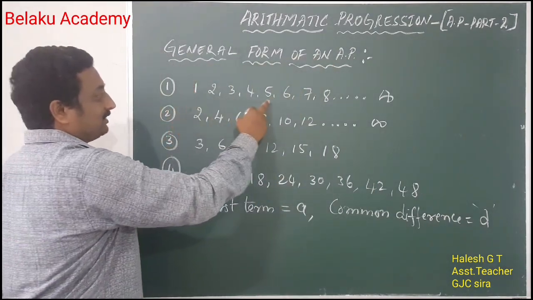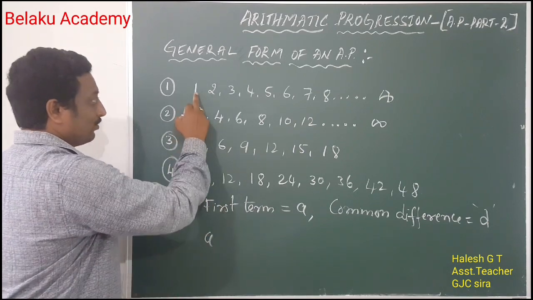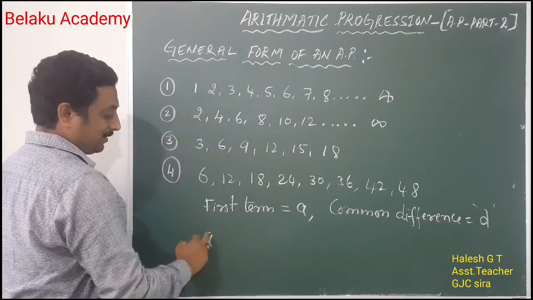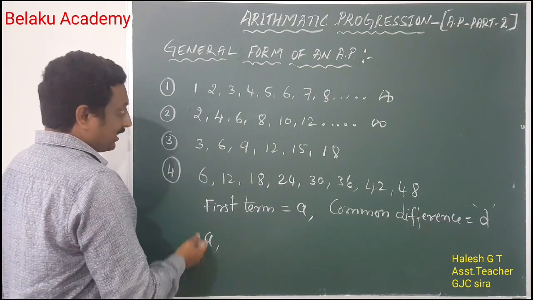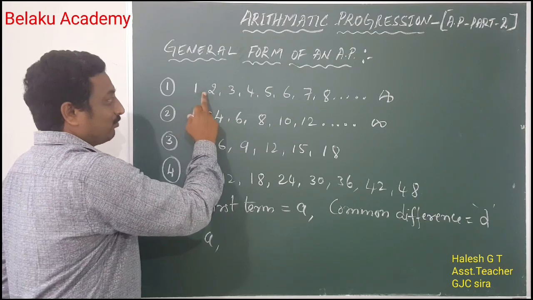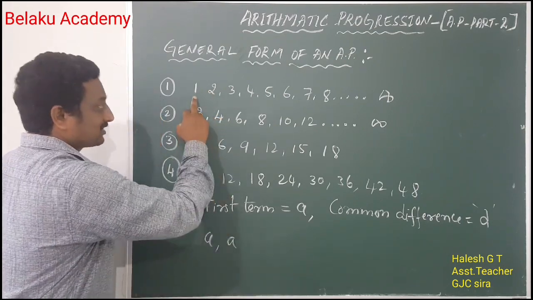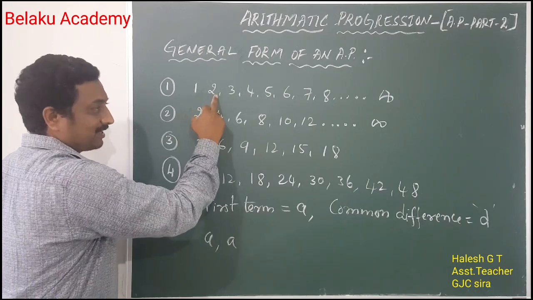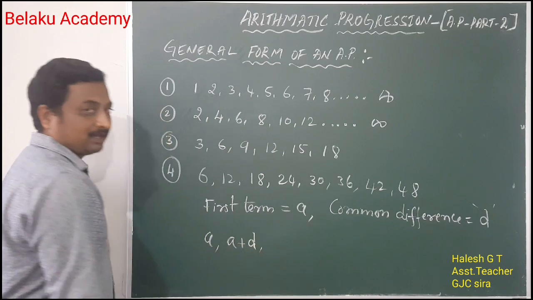The first term of this series I can write as A. Here the first term is A, and now I am going to get the second term. To this A, I am going to add the common difference, that is 1. For 1, if I add 1, it becomes 2. So, to the first term I add the common difference to get the second term. So, A plus D.